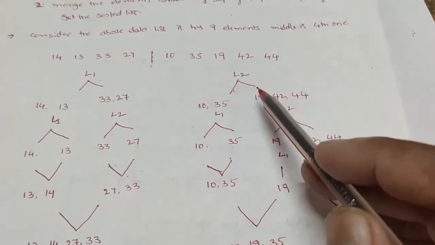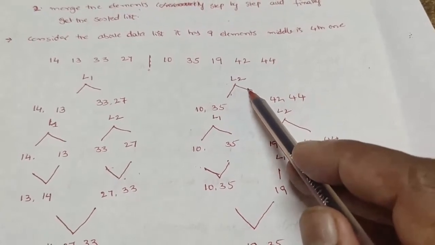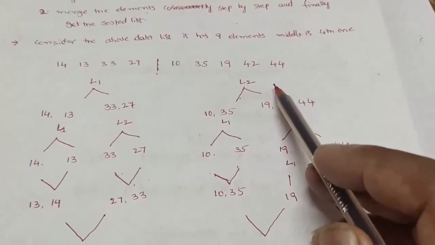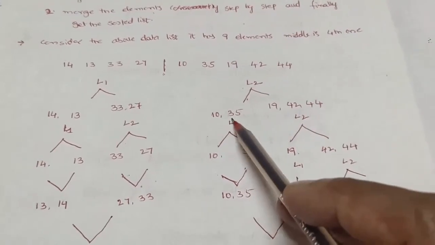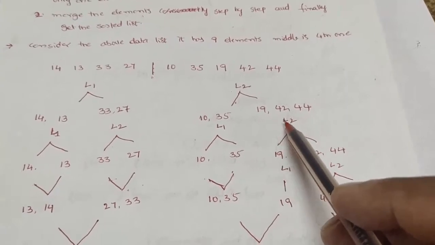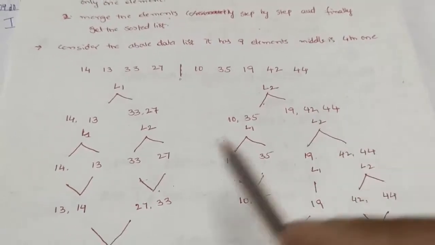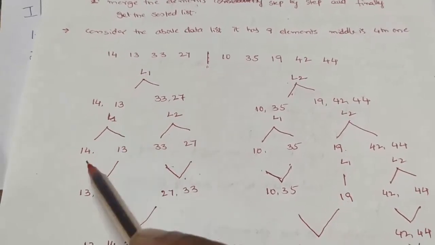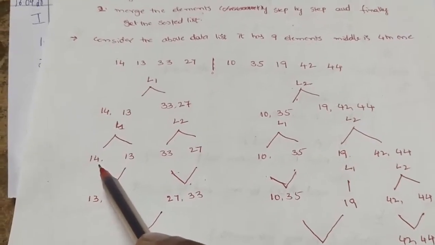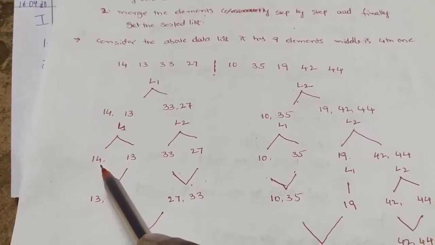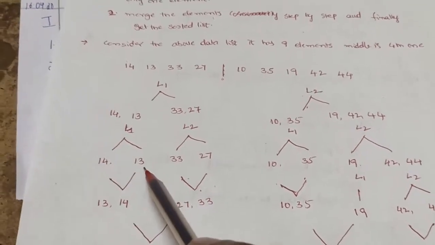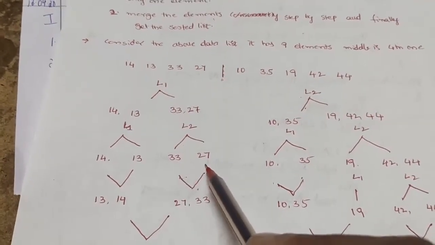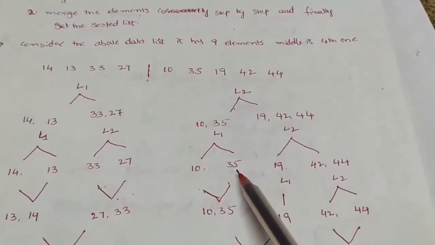In the same way, the list L2 is again subdivided into 2 sublists. Because there are 5 elements, the middle point is 2: 10, 35 in one sublist and 19, 42, 44 in another sublist. Again I am dividing the first sublist, considering one element in the sublist: that is 14, the only one element; in the next sublist 13, one element; 33, one element; 27, one element; and here 10 and 35.